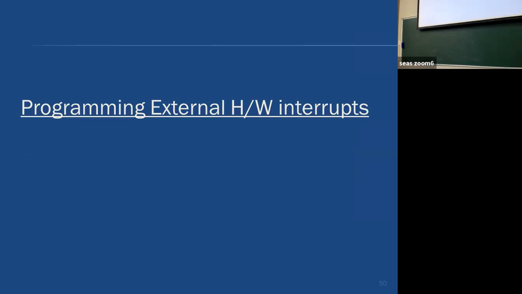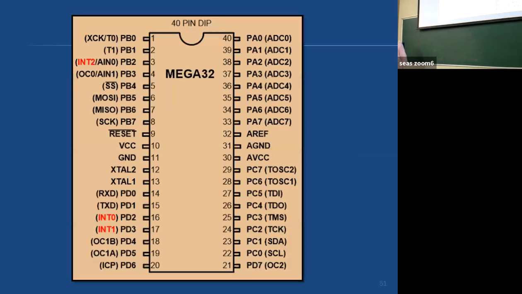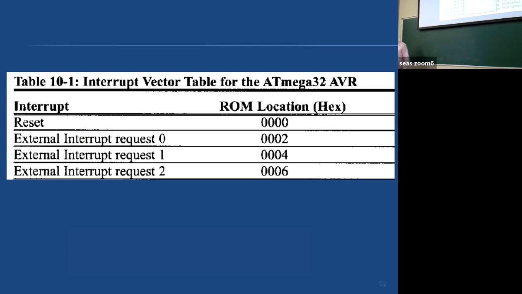So we fast forward, okay, programming external hardware interrupts. They are here. These are the vector table locations, just for your reference: reset, 0. External interrupt request 0, we have location 2. Then for request 1, we have 4, and request 2 is 6. Correct? And from here you can jump to other locations.